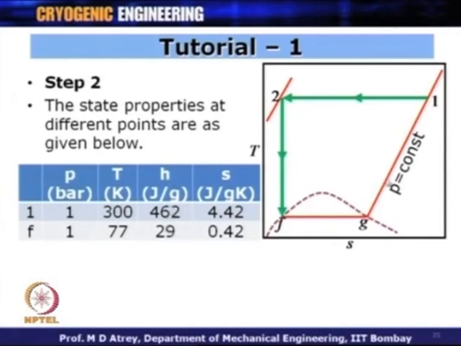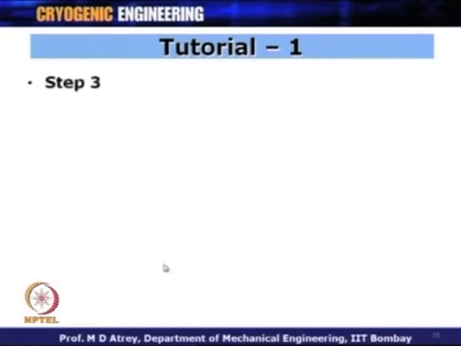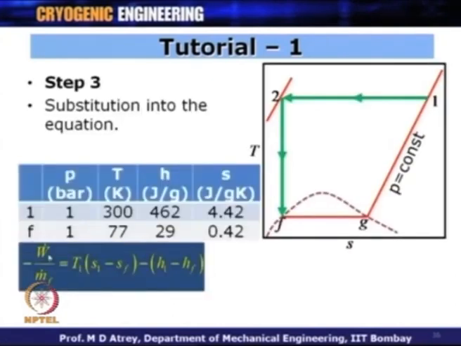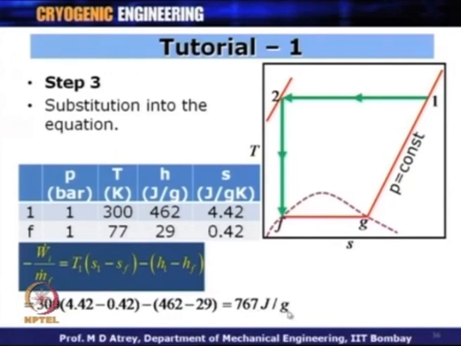Similarly, read entropy at point 1 and read entropy at point F, and put those values in the equation. So, this is my equation now. Wi we can call ideal work done per mass of the gas which is liquefied. So, Wi by mf dot equals minus T1 into S1 minus SF, minus H1 minus HF. If I put these values, what I get is 767 joules per gram. So, my compressor requirement per gram of mass which is liquefied is 767 joules. Therefore, the ideal work requirement for nitrogen gas to be liquefied is 767 joules per gram.